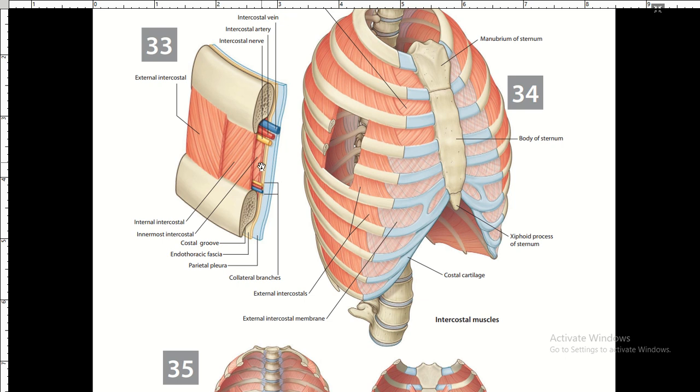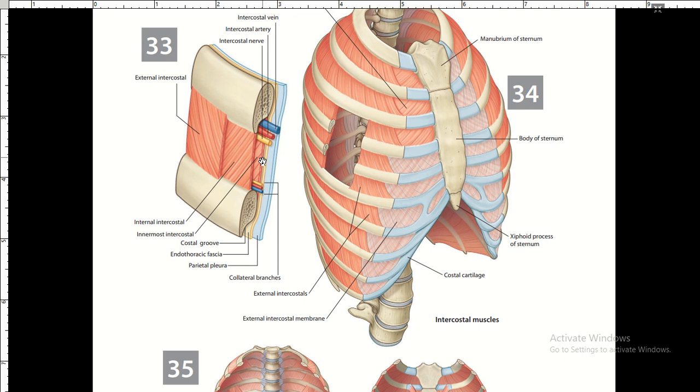The vein that we were talking about, that we said is within the costal groove of the rib, is between the innermost intercostal muscle and the internal intercostal muscle. That's where you find the neurovascular bundle. So this is your innermost intercostal muscle, internal intercostal muscle, and you have your rib, you have your intercostal vein, intercostal artery, and intercostal nerve between these two layers.